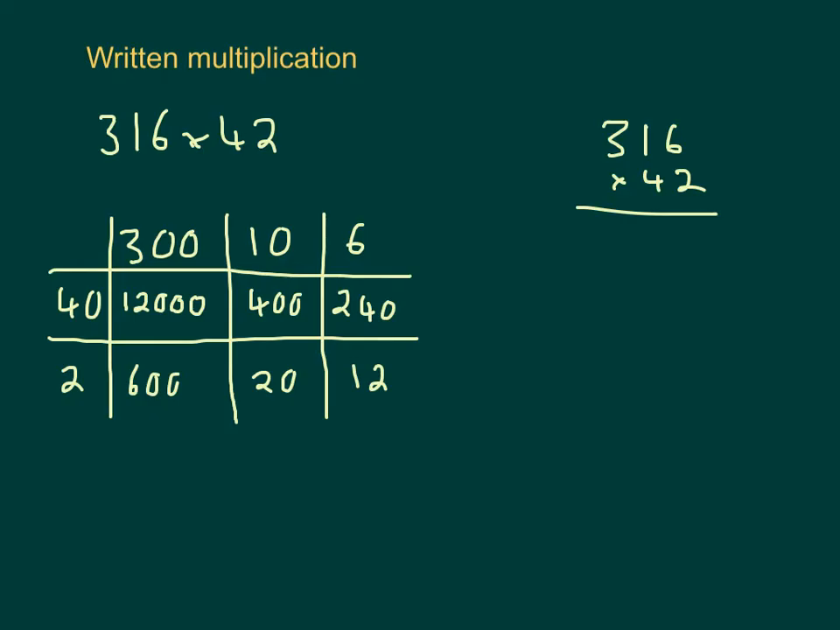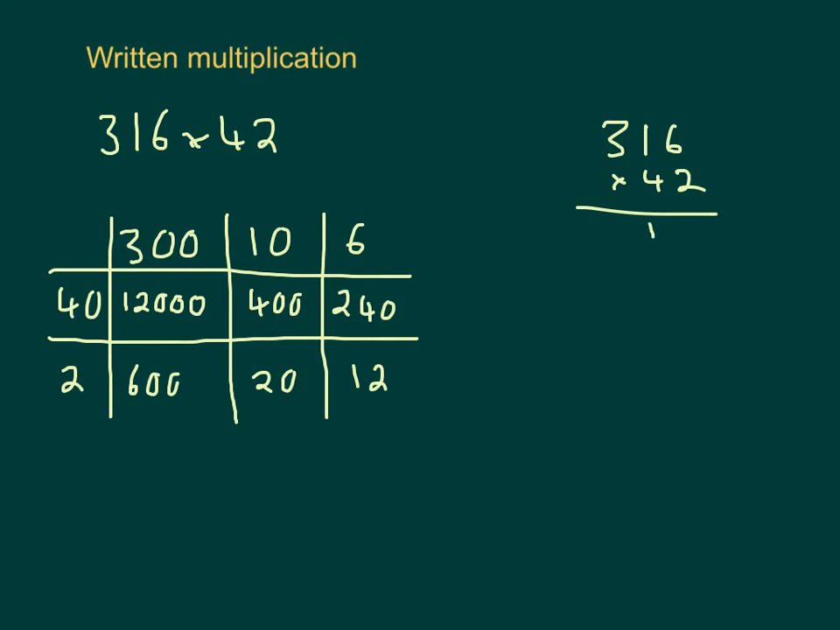Now we're going to have a look at written multiplication, and we want to see if you can make a link between the grid method, the long method for multiplication, and a shorter form, and see how they're similar. So for 316 times 42, with the grid I'm essentially multiplying all the bits of the 316 by all the bits of the 42 and adding them up. And of course that's the same with the other method.